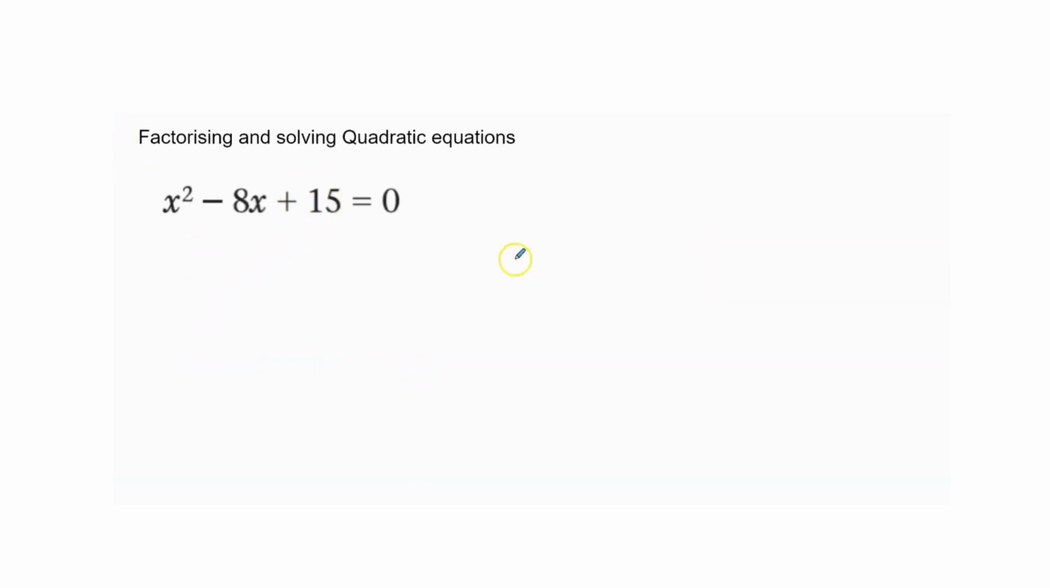We want the factors of positive 15, and when we add them together we get minus 8. So we can see that minus 3 times minus 5 will give us positive 15. When we add them together we get minus 8. So these are the factors we're going to need. So it means that we can factorize this straight away.